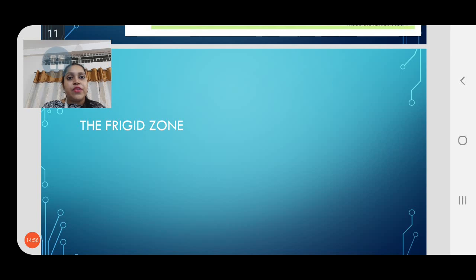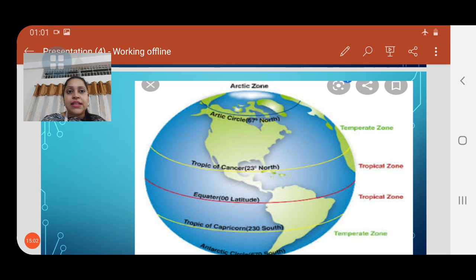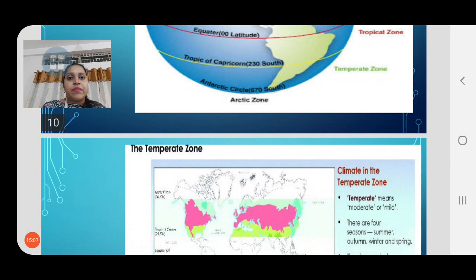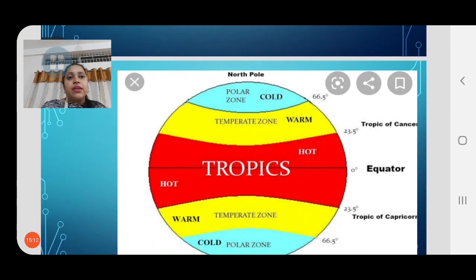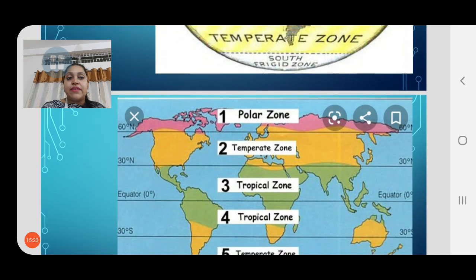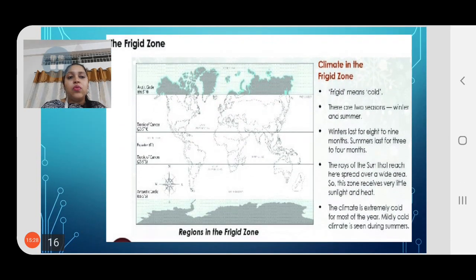And lastly, we have the frigid zone. The temperate zone is from the Tropic of Cancer to the Arctic Circle in the northern hemisphere, and the Tropic of Capricorn to the Antarctic Circle in the southern hemisphere. Then children, we have the frigid zone, which is from the Arctic Circle to the North Pole in the northern hemisphere, and the Antarctic Circle to the South Pole in the southern hemisphere. Here the temperature is extremely cold, and there are only 2 seasons, winter and summer, and this region receives very little heat and light.